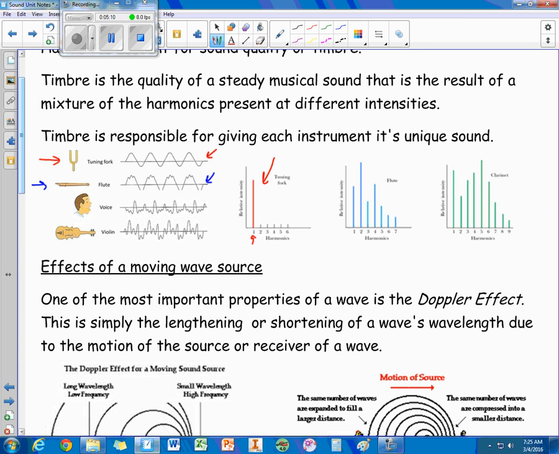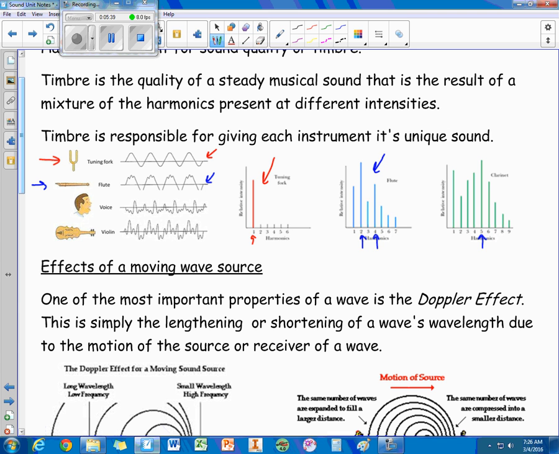If I did a fast Fourier transform on a flute, it would look something like this. Notice that this time, the second harmonic and the fourth harmonic are the most prominent, not the fundamental, not the first harmonic. That gives a flute its characteristic sound. A clarinet, the fifth harmonic is the most prevalent.